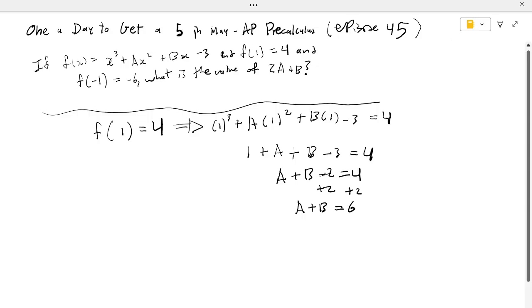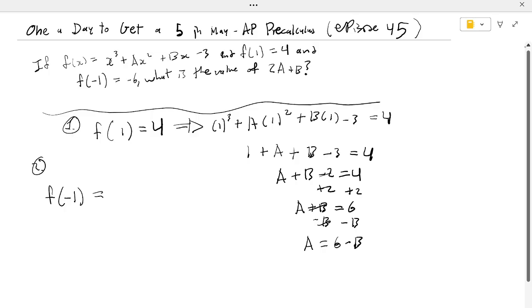Now, what I'm going to do is I'm just going to solve for a. Solve for a in terms of b. So a is going to be 6 minus b. Okay, we're going to need this in a minute once we use our second condition, or thing we're given. So this is the first thing.